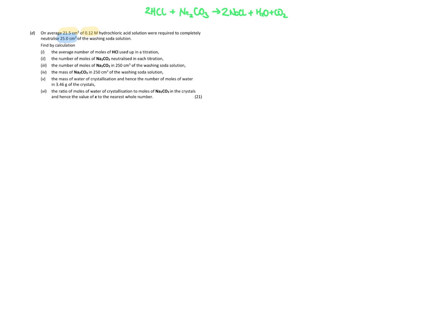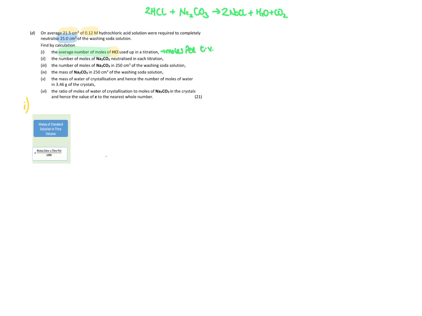So if we're looking for part 1 here, part 1 asks us to find the average number of moles of HCl used in this titration. So the average number of moles of HCl, so that's yellow there. When they're asking for the average number of moles of HCl, what they're simply asking you for is the moles per your titer volume, and that is step 1 of first principles.